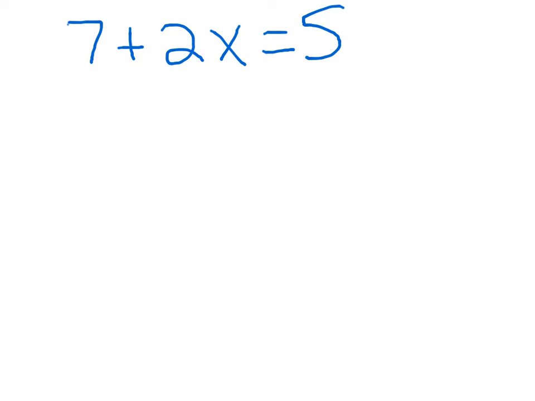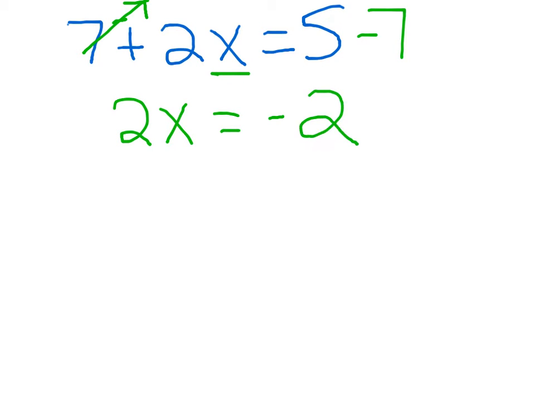Now that we've broken our absolute value into two separate equations, the next thing to do is solve for x. So our first problem we're going to do is 7 plus 2x equals 5. To solve this problem, our first step will be to subtract 7. Whatever we do to the left side, we have to do to the right. When we subtract 7, the 7's go to 0, and we are left with 2x equals negative 2.